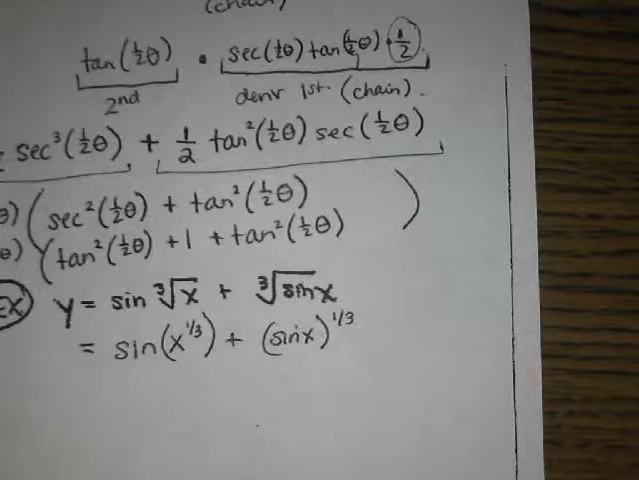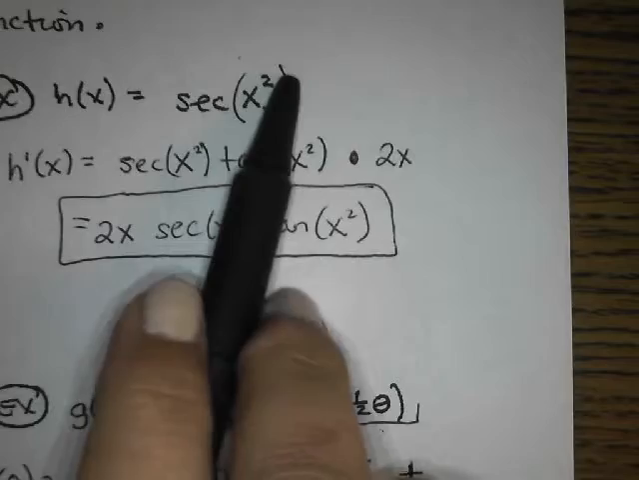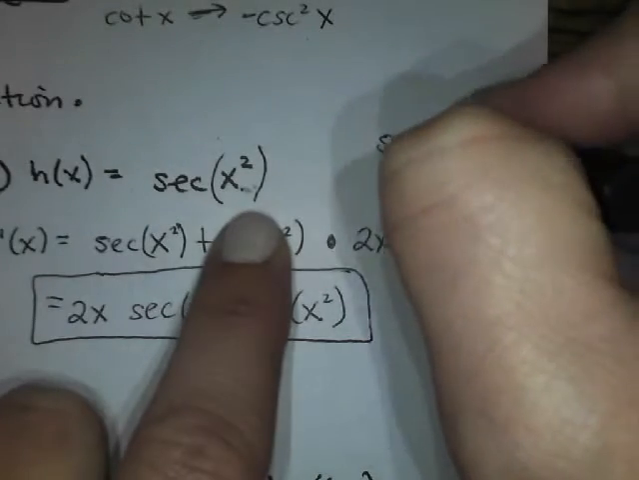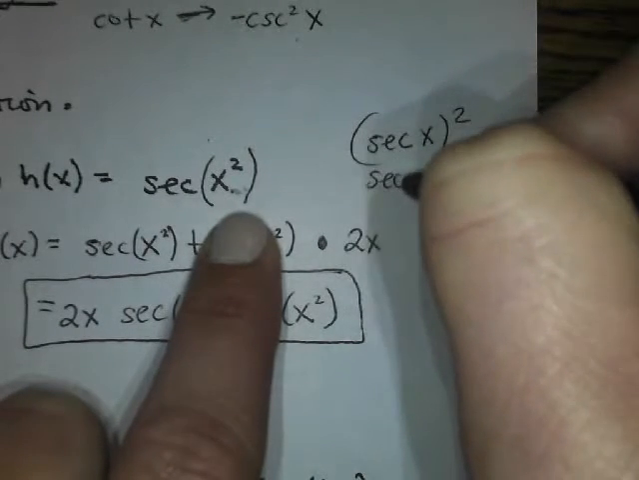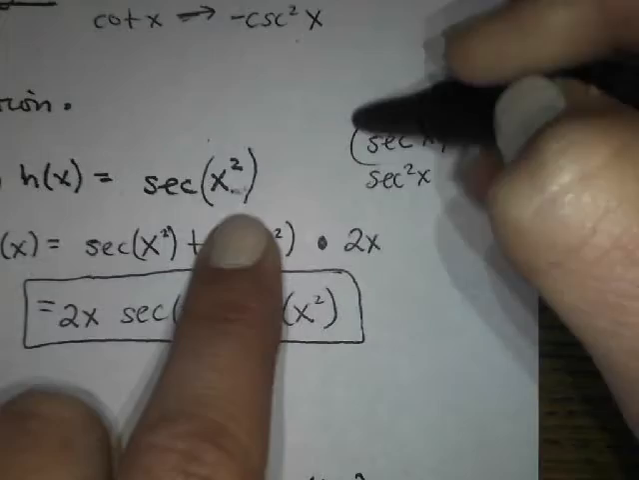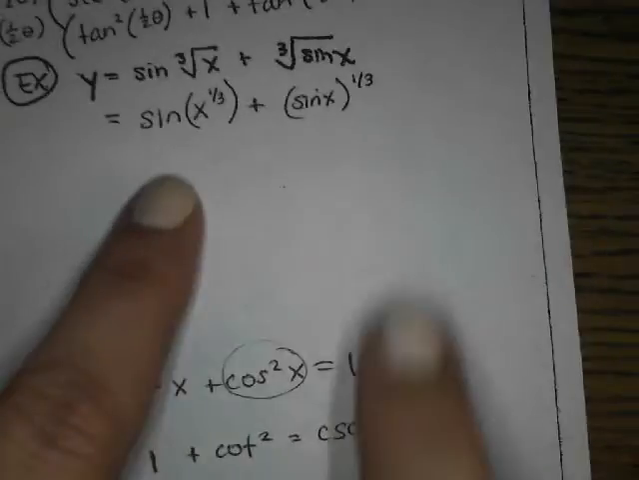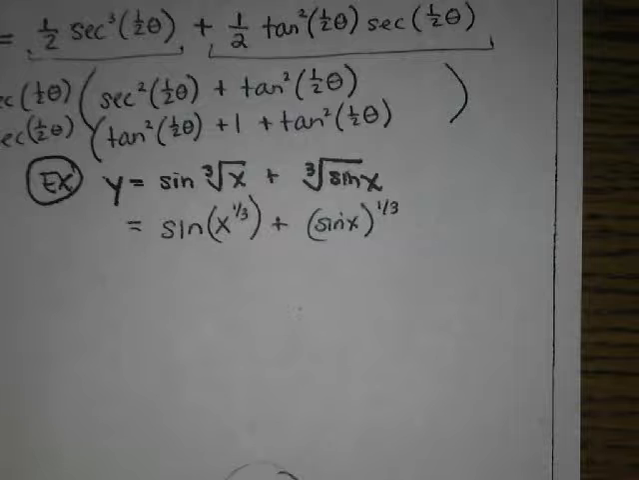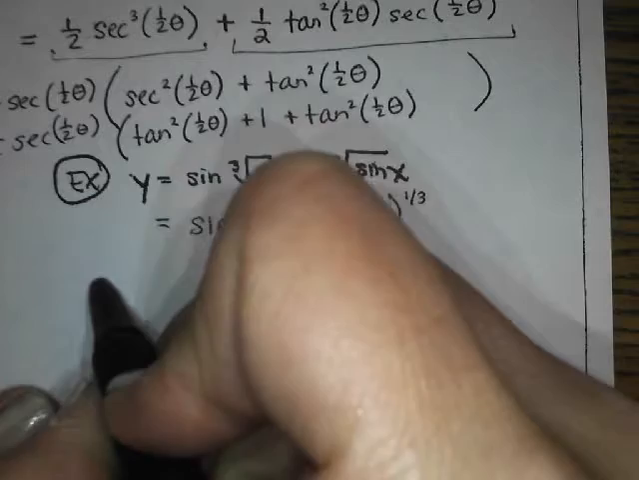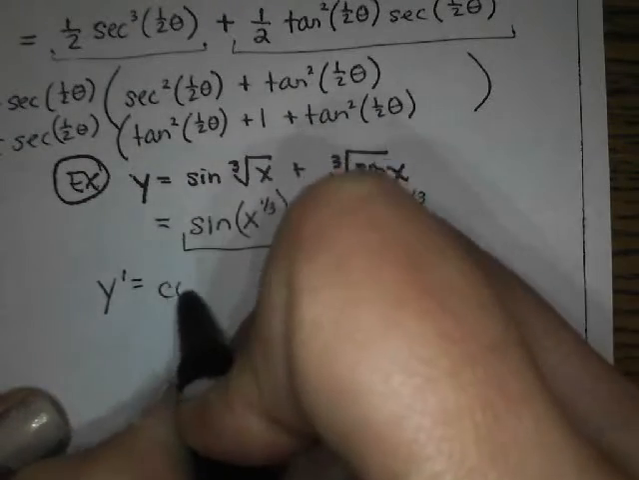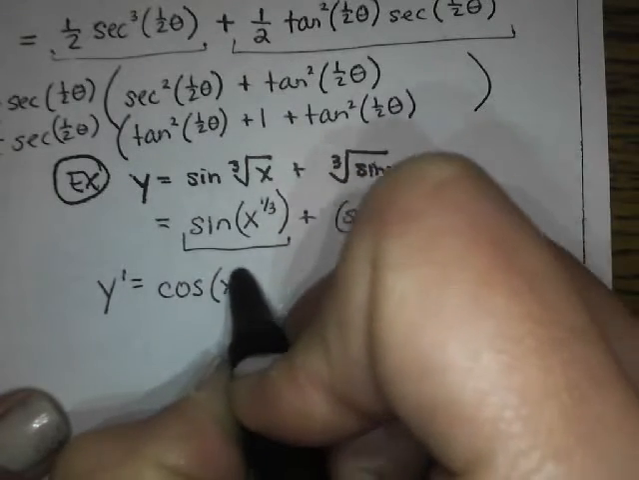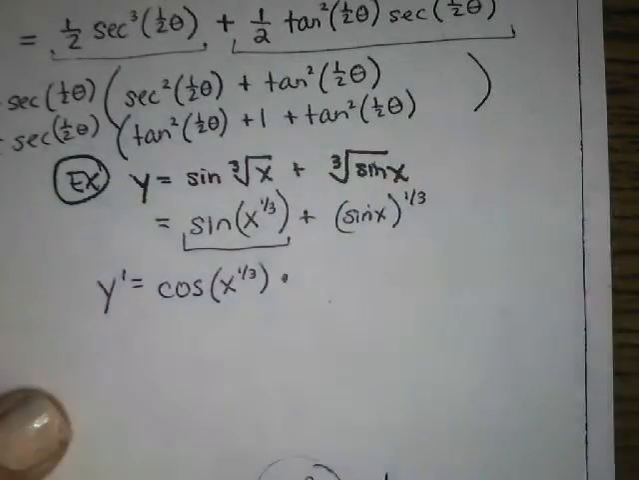Okay, so that kind of highlights what I was trying to illustrate before with the x squared versus something that would be like the secant of x squared, which would be written really like this. So it highlights that difference, with a cubed root instead of a squared, but same idea. Okay, so when I take the derivative of this first piece, the derivative of sine is cosine, so it's the cosine of x to the 1/3 power times the derivative of what's inside.